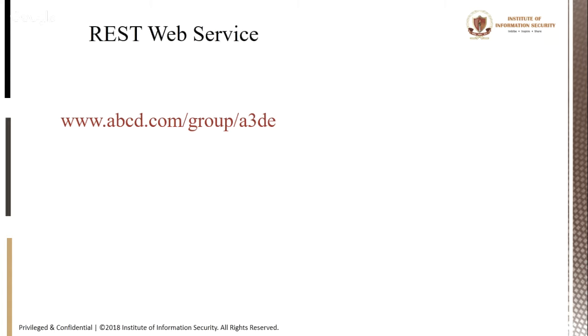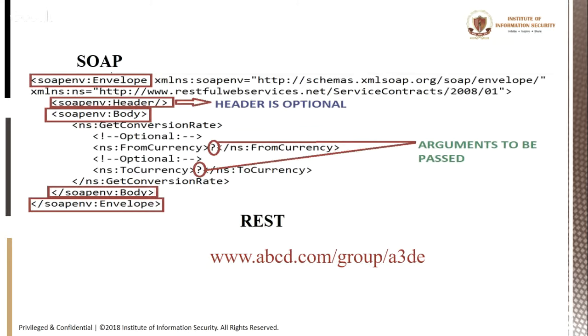So see, just a simple thing like a REST web service. If I compare, this is a simple URL which is used for accessing a REST web service. I've just given an example. So if I compare SOAP and REST, that is 8 to 10 lines of code in a SOAP web service and just 1 line of URL in a RESTful web service.